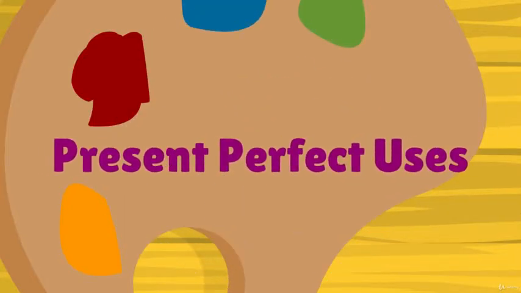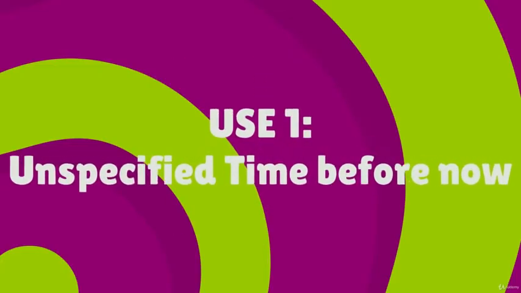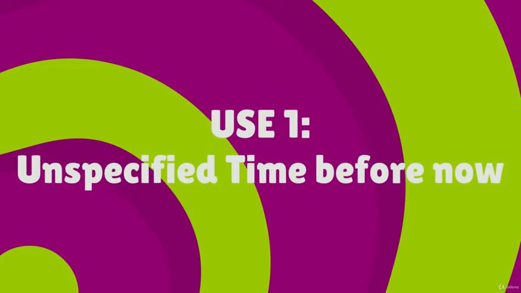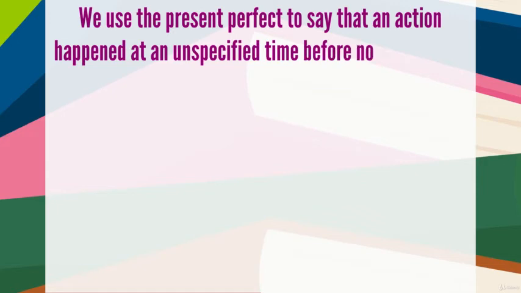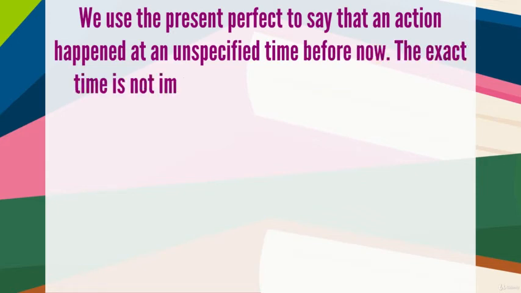Present perfect uses. Use 1. Unspecified time before now. We use the present perfect to say that an action happened at an unspecified time before now. The exact time is not important.